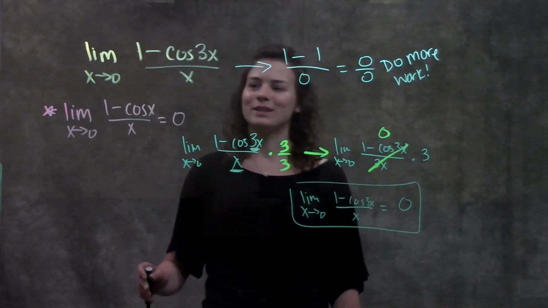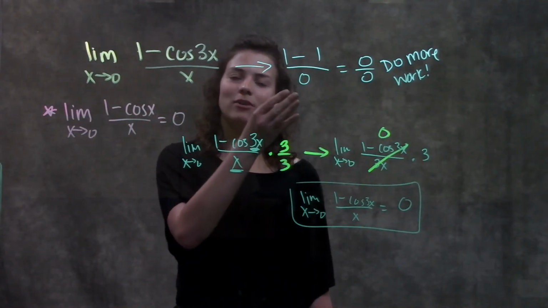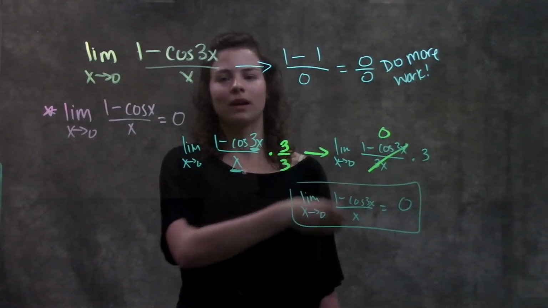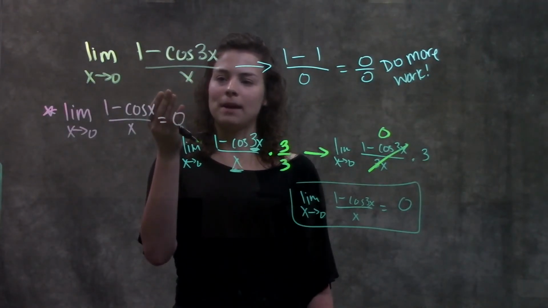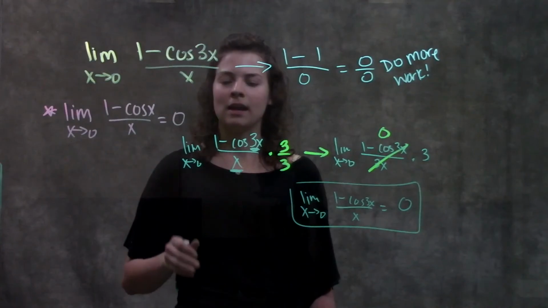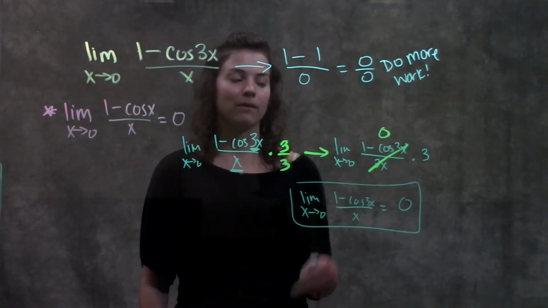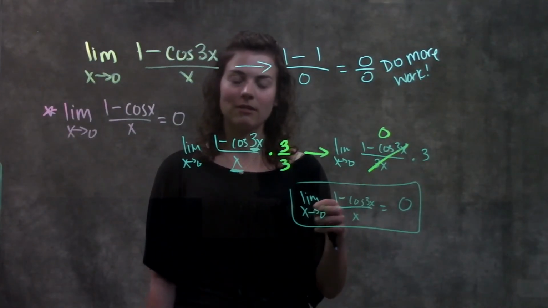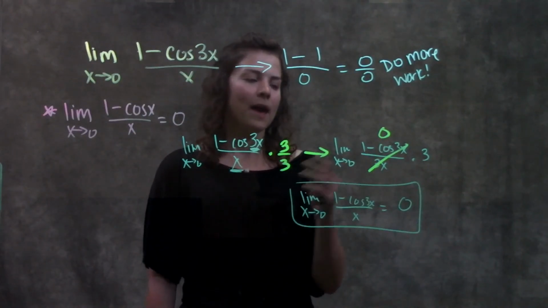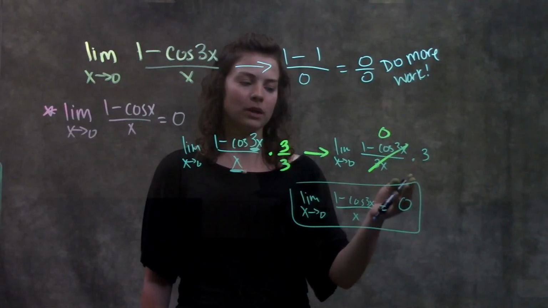Brief recap. So I started with this function here. I tried direct substitution. It didn't work. So I tried to make this trig function match its identity by multiplying by 3 over 3. And when I did that, part of it was able to cancel out because it just matched the identity directly. And then I was just left with 0 times 3, which gave me 0.